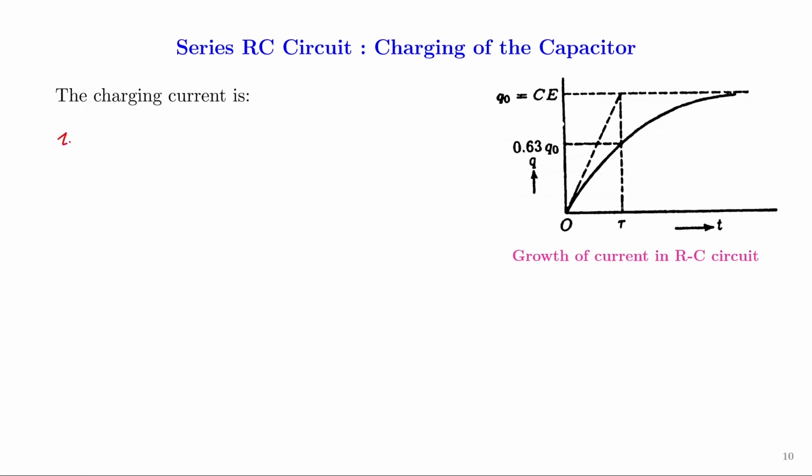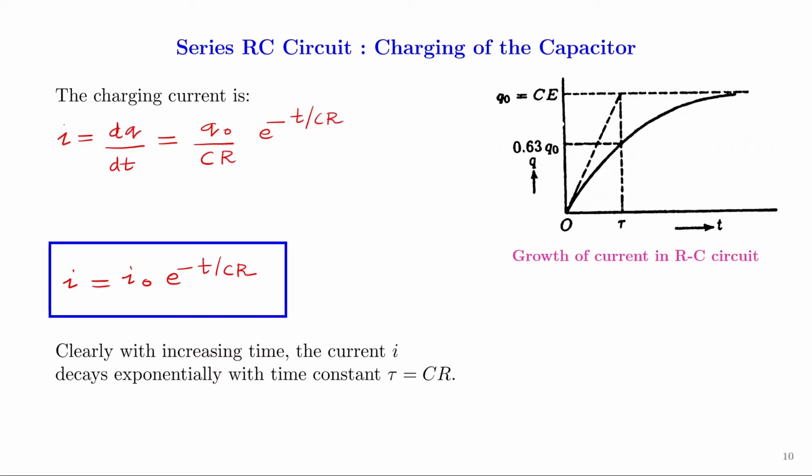The corresponding charging current is given by I equal to dq over dt, and this is equal to q0 over C times R, then e raised to minus t over CR. From here, the current I is equal to I0 times e raised to minus t over CR. This equation clearly indicates that with increasing time, the current I decays exponentially with a time constant tau equal to C times R.